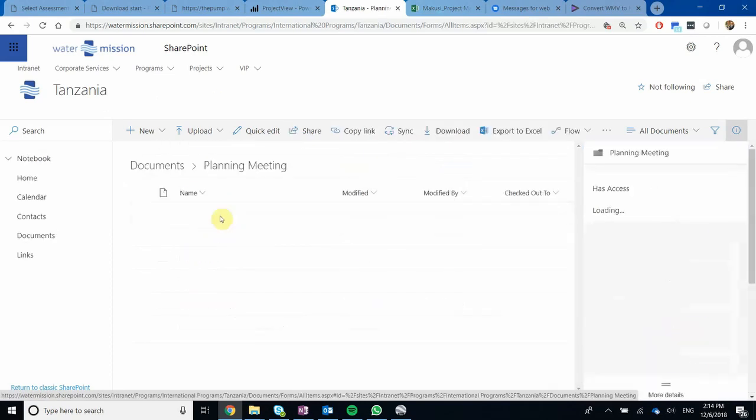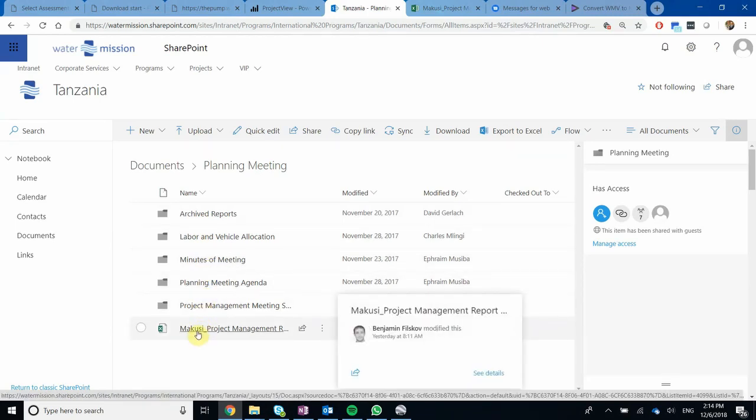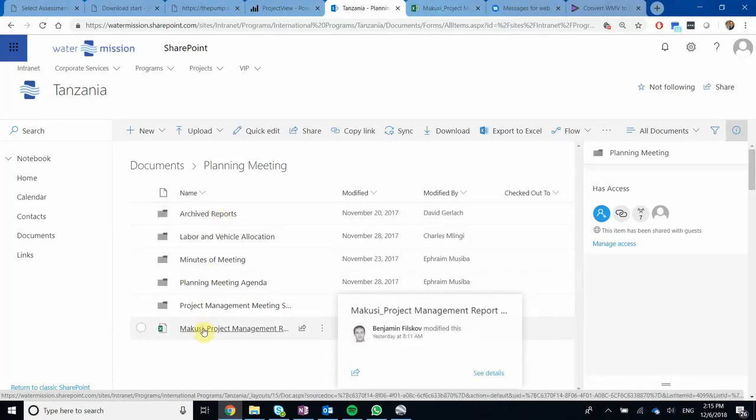documents for each week. In this planning meeting, we have a lot of archived reports and other folders, but what we're really interested in is each community should have its own report, and this is a weekly report. Again, as we archive each week, it gets pushed into the archive reports. This should only be the most up-to-date and recent report.